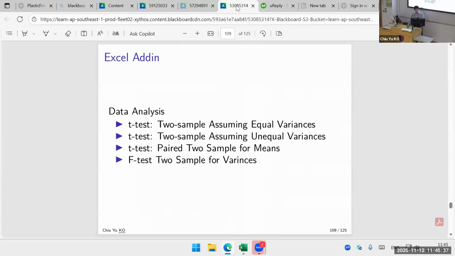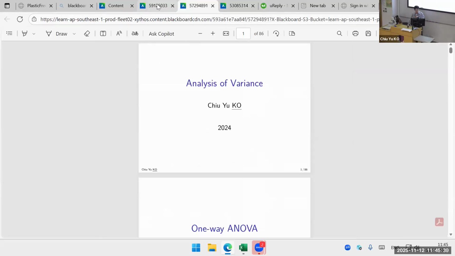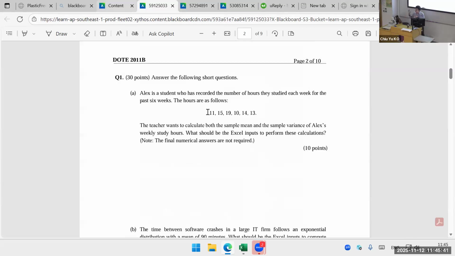One is please make sure you know your past paper well, right? Because that's the same as all the exams, right? Some of you know your college entrance exam, the DSE, all the exams, right? Our past paper will be very useful.